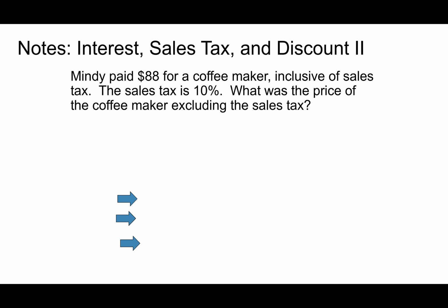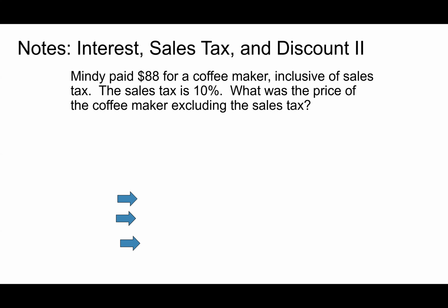And let's get started. Mindy paid $88 for a coffee maker, inclusive of sales tax. Let's just hold the phone right there. Can somebody tell me what inclusive means? What they think it might mean, Cecilia? Yes, exactly. She paid $88 for a coffee maker. That'd be a real expensive coffee, wouldn't it? Coffee in New York City, inclusive of sales tax, including sales tax. The sales tax is 10%. What was the price of the coffee maker excluding the sales tax?